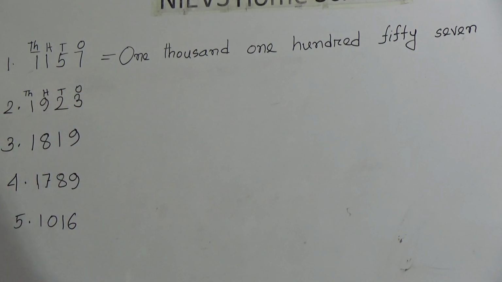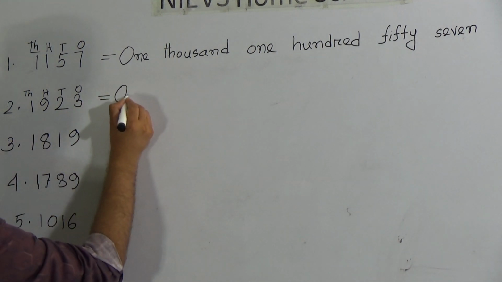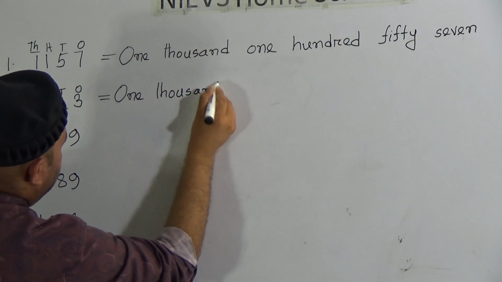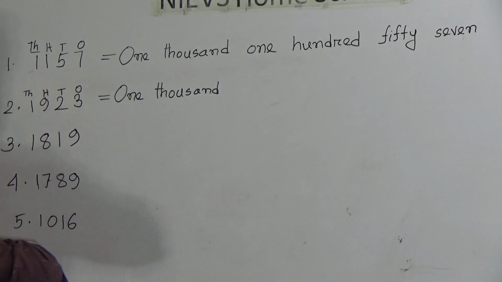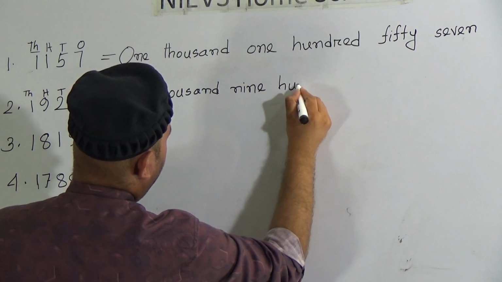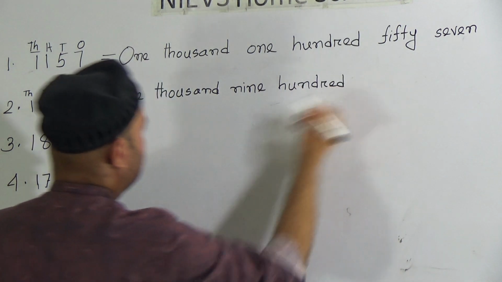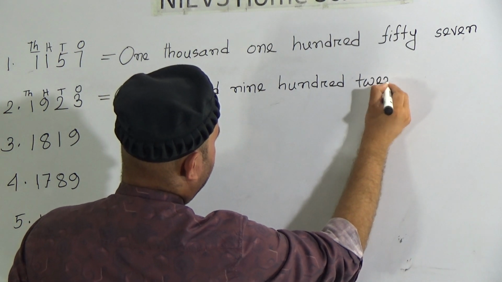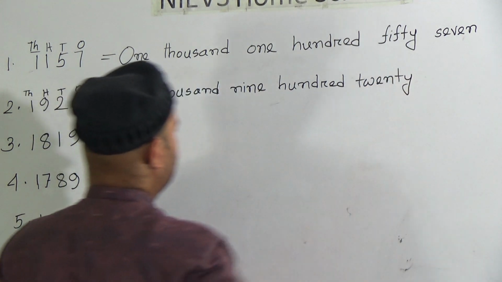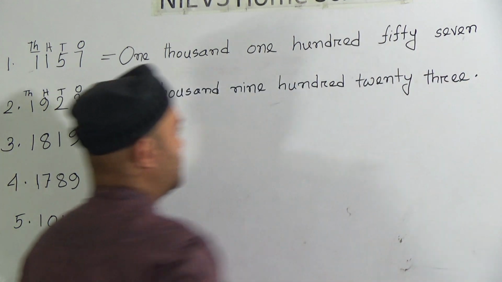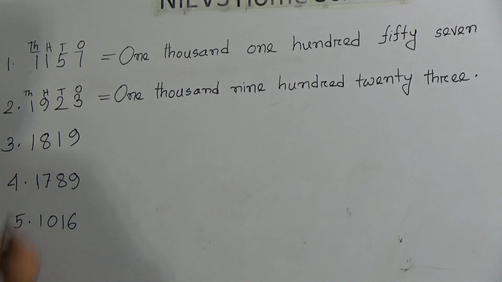Now the next one, number 2. Here 1 is in the 1000 place, 9 in the 100 place, 2 in the 10s place, and 3 is in the 1s place. So we can write here 1000, THOUSAND, 9 in the 100 place, that means 900, NINE HUNDRED, 2 is in the 10s place, that means 2 tens are 20, TWENTY. 3 is in the 1s place, that means 3, THREE. So in number 2, here is 1923. Now let's go to the next one.